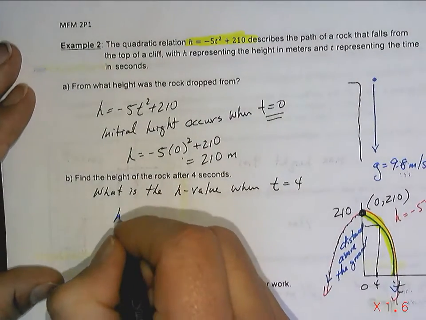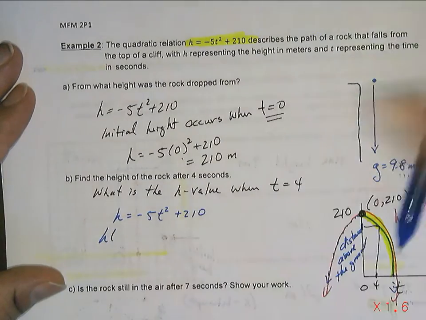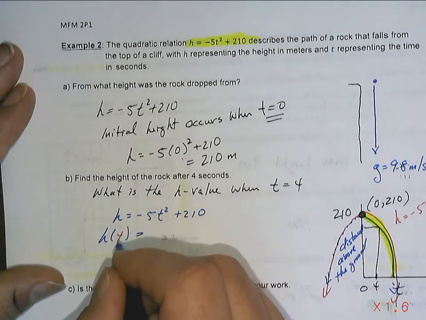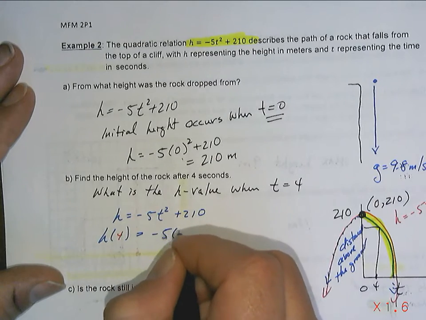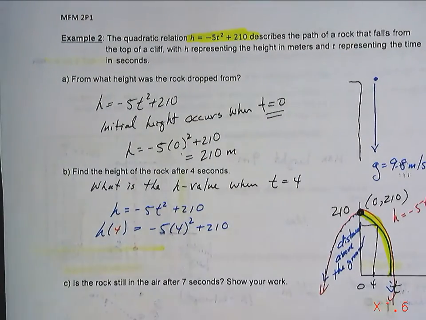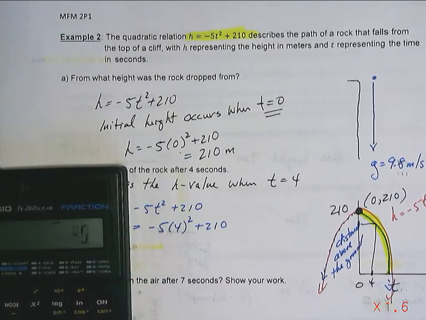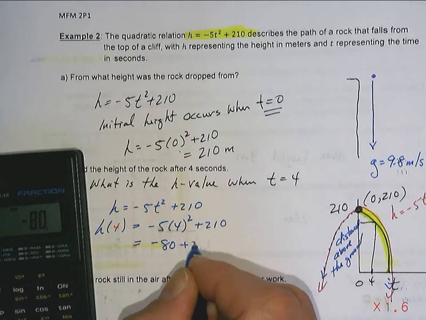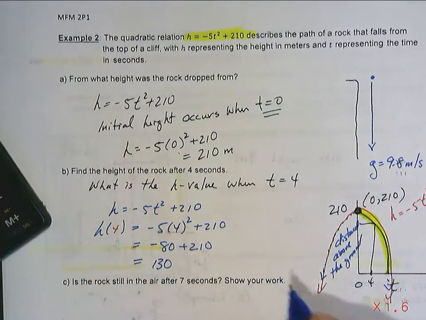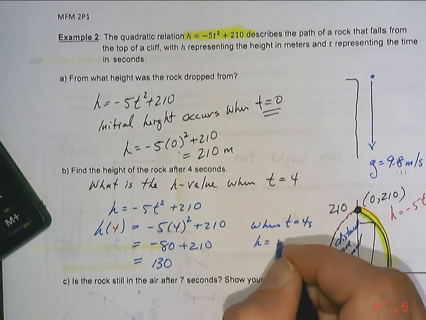So they give you this equation, h equals negative 5t squared plus 210, and they want you to figure it out when t is 4. So put in the numerical value of 4 for t. It's going to be negative 5 times 4 squared plus 210. Now you have to use order of operations here. So 4 squared is 16, and 16 times negative 5 is negative 80. So that's going to be 130.